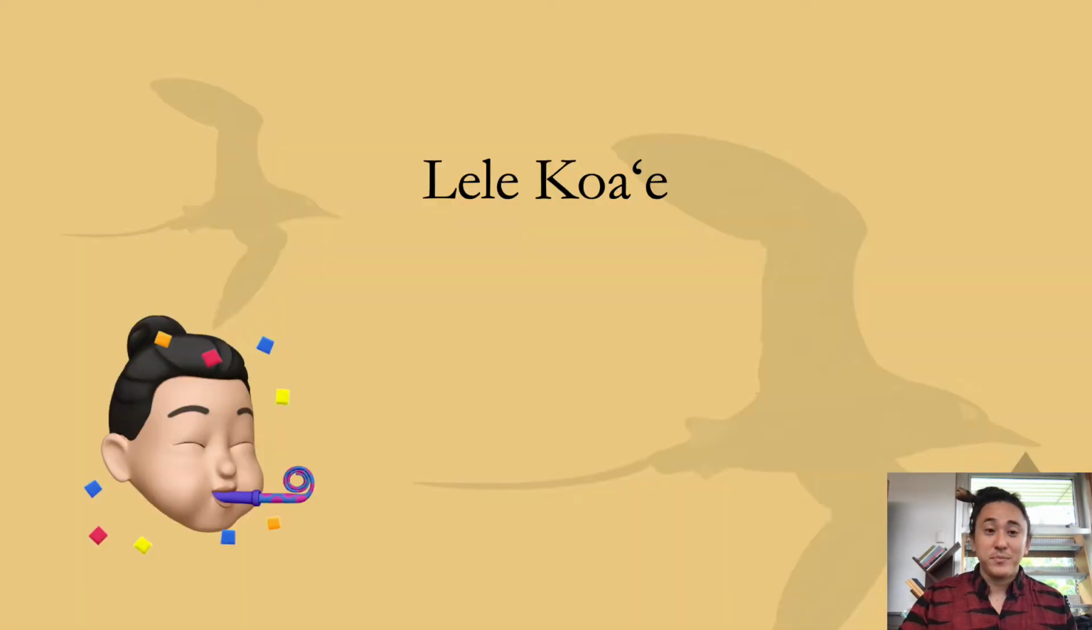Maikai no. Oh, we got one. Lele koae. Kind of like a brain break. The koae jumps off the cliff, flies off the cliff, gets a little break, has fun a little bit, comes back. Lele koae, brain breaks. Lele koae, there will be more English, but we still keep the Olelo Hawaii.